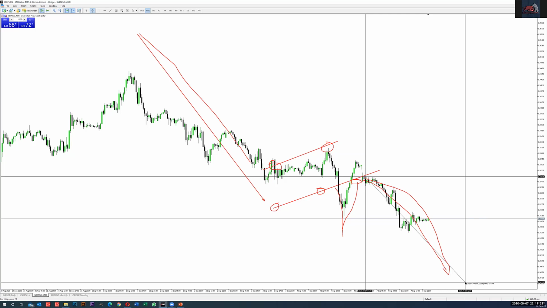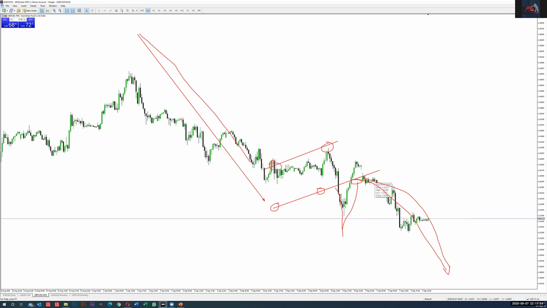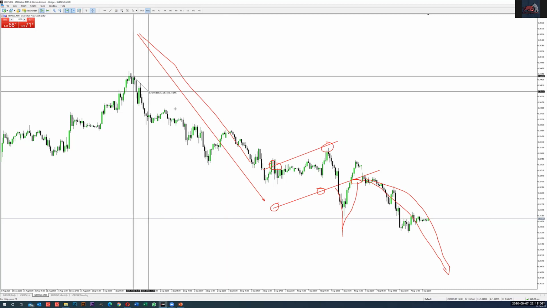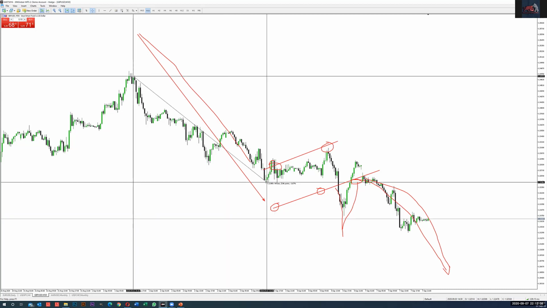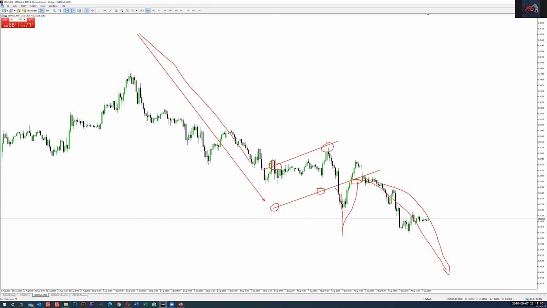Because normally after a channel breaks, whether it's a bull channel that breaks to the upside or a bear channel that breaks to the downside, the first price swing before the channel forms, which in this case is about 224 pips, the market will look to replicate the same move going to the downside on a bear channel and going to the upside on a bull channel.